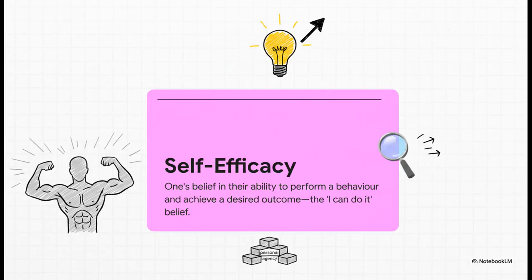But here's the thing. Just seeing someone else do something isn't enough to make you do it too. The real key, the central concept for actually changing your behavior, is what Bandura called self-efficacy. This is your belief in your own ability to succeed. It's that internal "I can do this" switch that takes you from just wanting to change to actually putting in the work. It's the foundation of what we call personal agency.